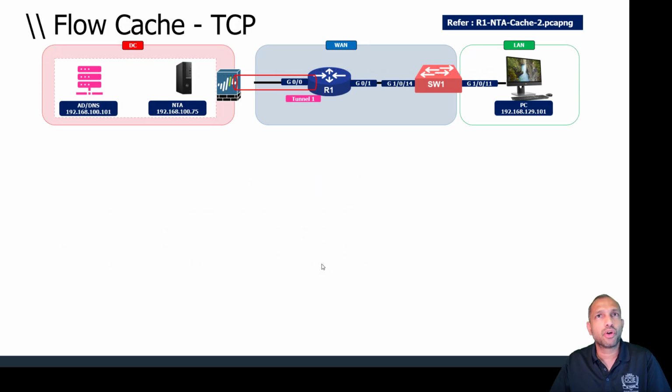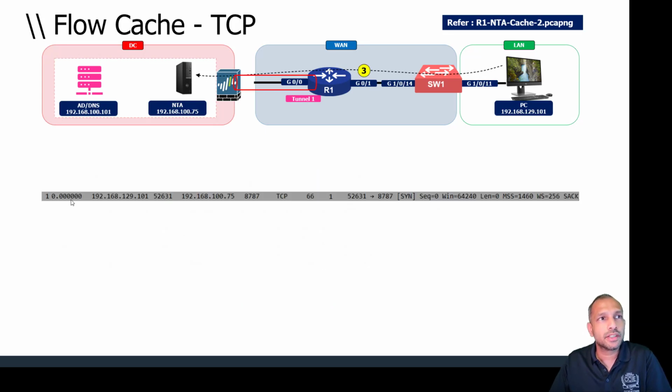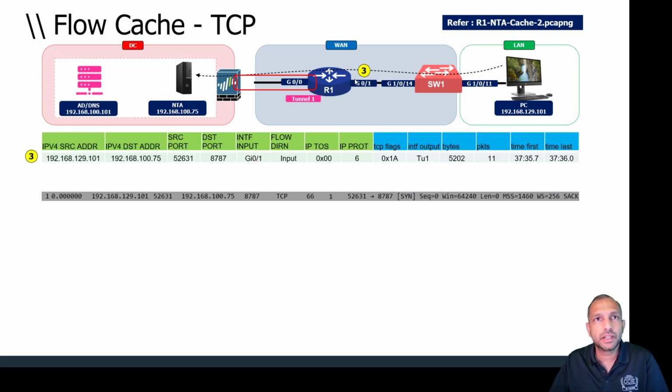Now if you want to look at that particular flow cache, this is the packet coming from my client IP address and going to the NetFlow Traffic Analyzer on port 8787. These are the different unique fields compared to the previous flows. Previously we looked at the UDP flow, and this will establish a new flow entry in our flow cache.